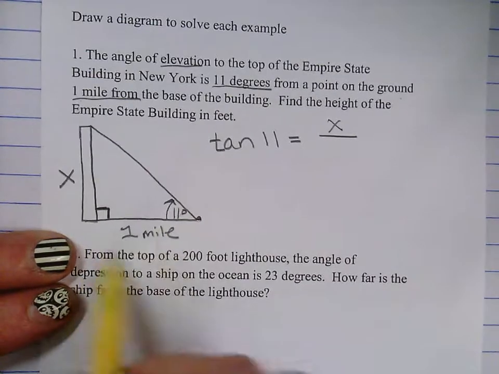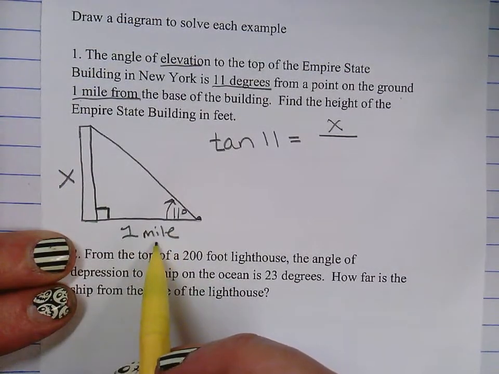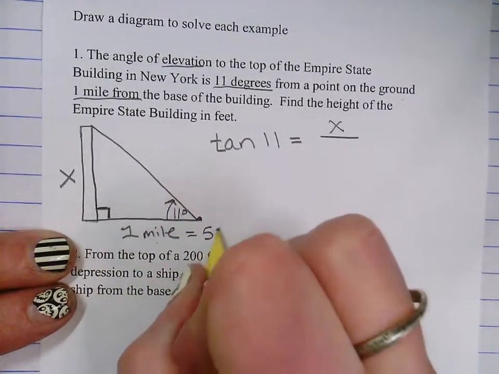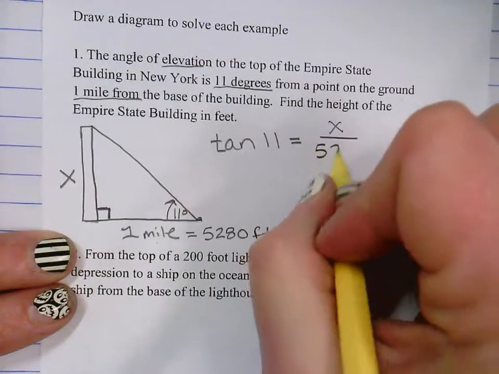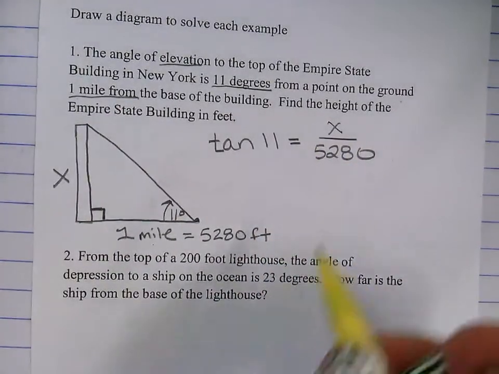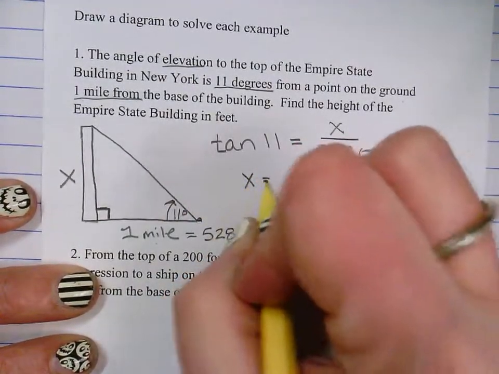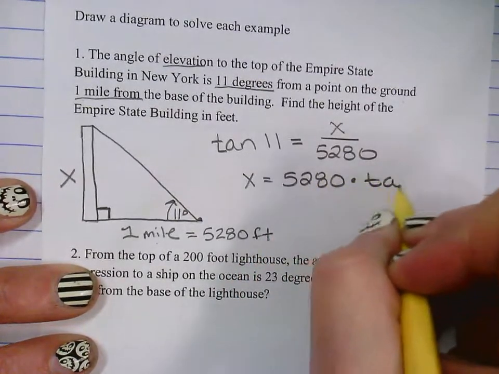Now, I'm going to think about this for a second because I don't really want to get the height of the building in miles. I'd much rather have it in feet. And I know 1 mile is 5,280 feet. So that's what I'm going to use because then my answer will be in feet. So I can multiply both sides by 5,280. x equals 5,280 times the tangent of 11.